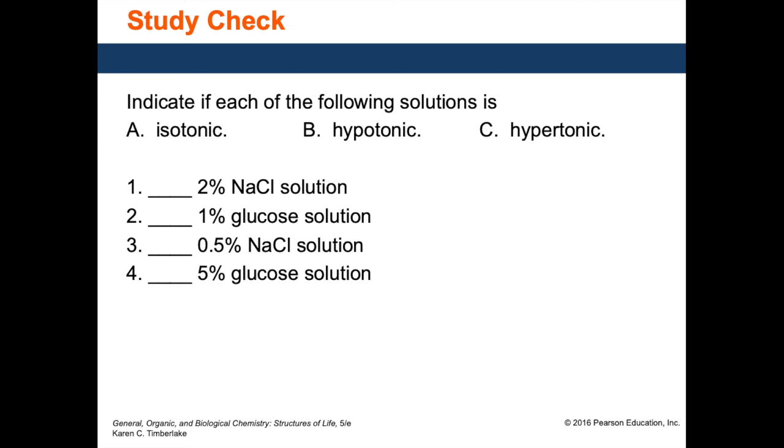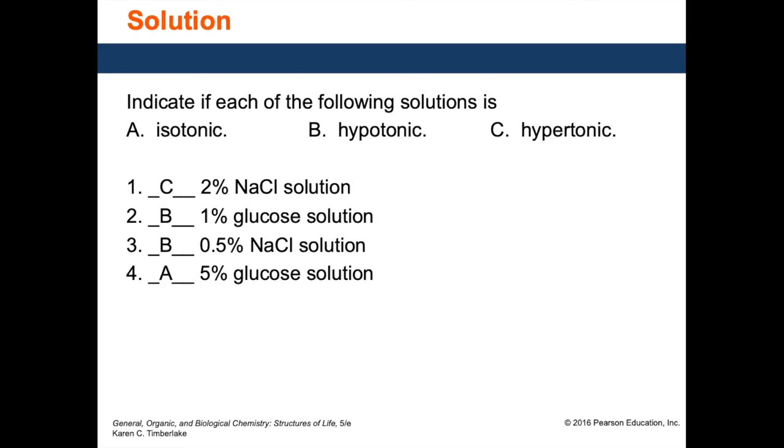Okay, and if you've joined me after pausing this video, here are the answers. Okay, so you can see that the 5% glucose solution at the bottom here, that's an isotonic solution, right? With the first one, 2% is greater than 0.9%, so this is a hypertonic solution. Our 1% glucose is lower than 5%, so that's hypotonic. Likewise, 0.5 is lower than 0.9 for sodium chloride, so that's also hypotonic.